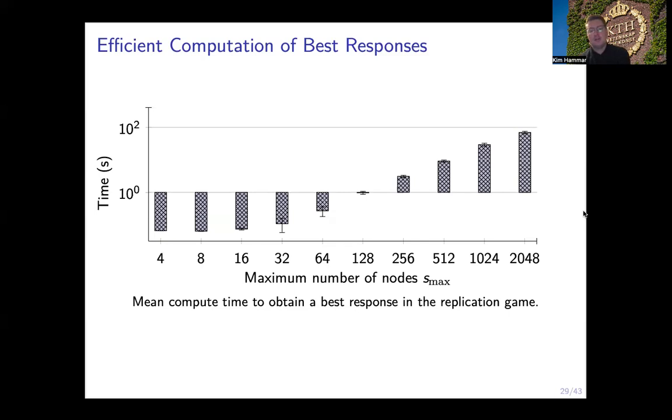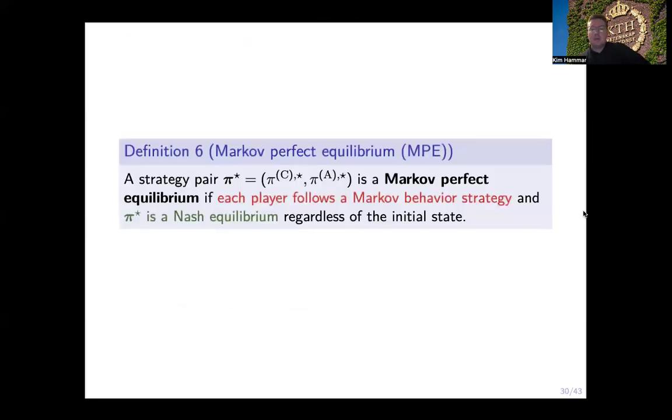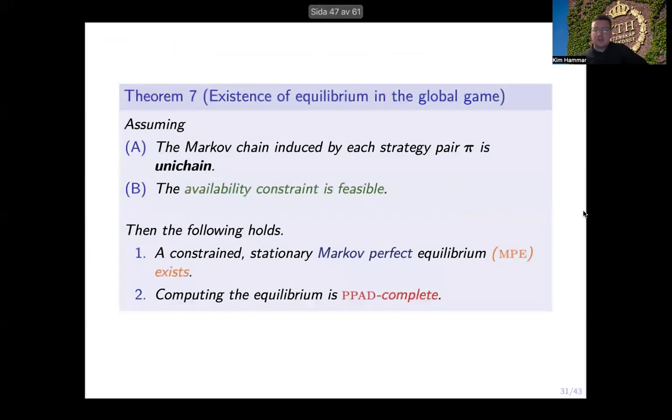Now for the equilibrium, here we consider the Markov perfect equilibrium, which requires that the Markov strategies have to form a Nash equilibrium regardless of the initial state of the game. And it was proven by Altman 20 years ago that our game has such an equilibrium. And the proof is based on some linear programming concepts and Kakutani's fixed point theorem.